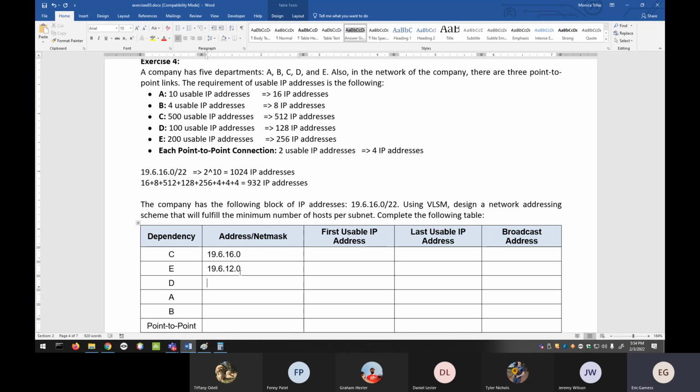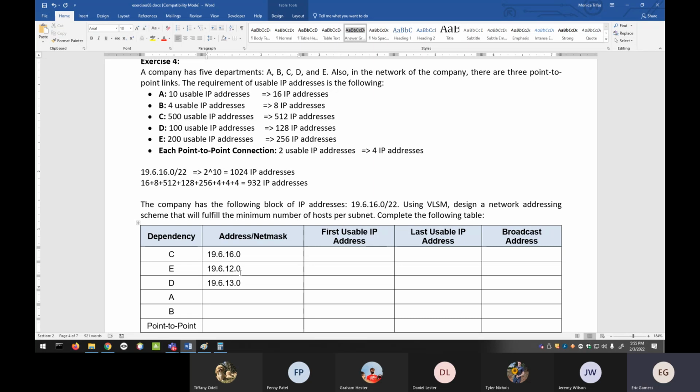Now E has a size of 256. So I should put 192.6.16 plus 256. Can I put 256 here? No. What is 256? 1 times 256 plus 0. So the 1 will add here to 18, and the 0, 0 plus 0, will be 0. Isn't it? We will do the network math after.